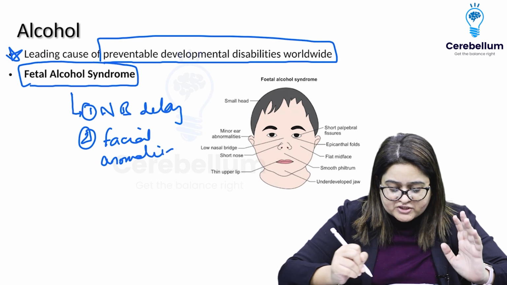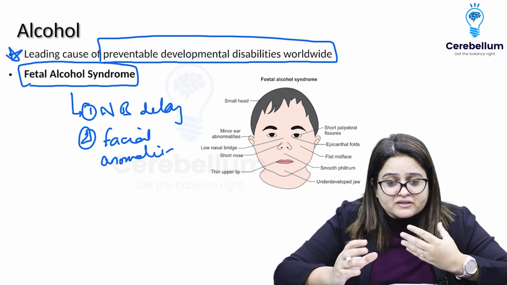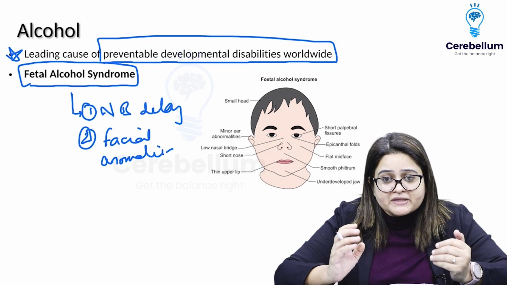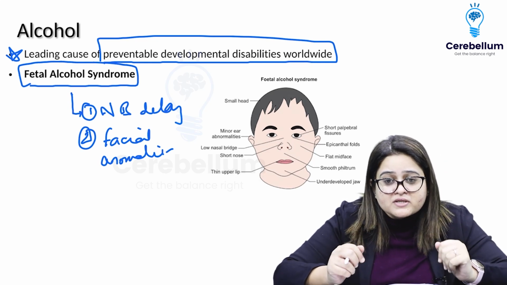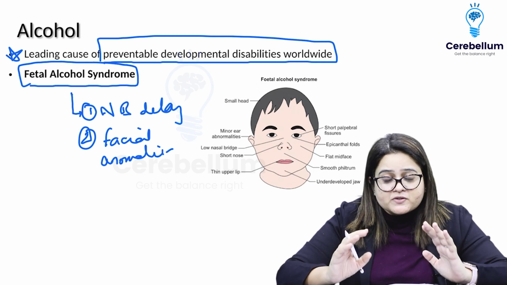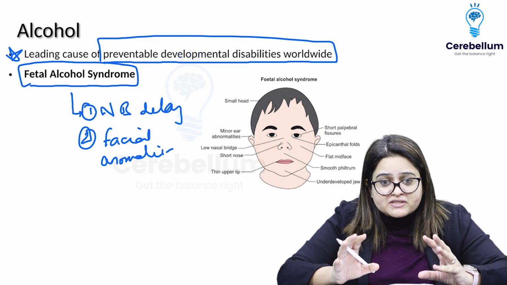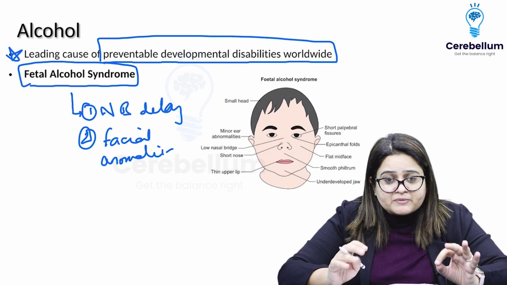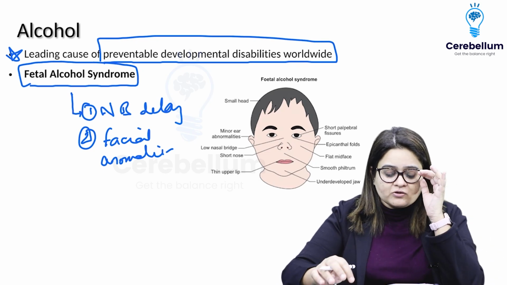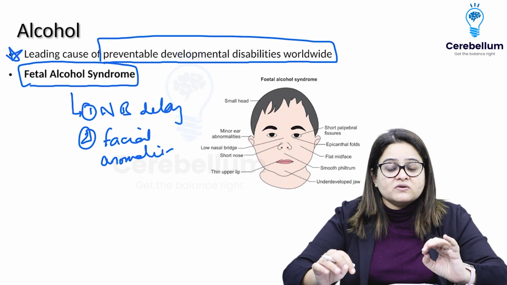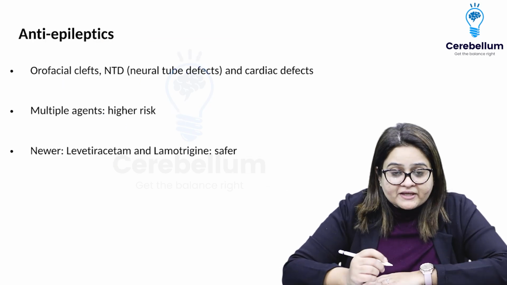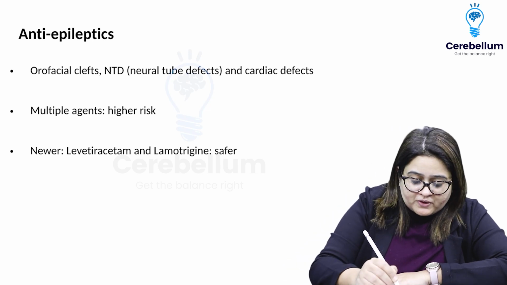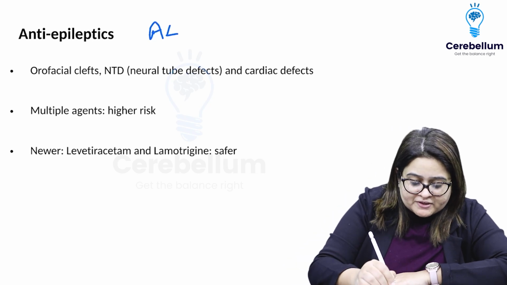What kind of facial anomalies? There'll be microcephaly, micrognathia, epicanthal folds, small palpebral fissures, a small nose, and a flat philtrum. These are some of the features you would see in a baby with fetal alcohol syndrome. And remember, it is the leading cause of preventable developmental disabilities worldwide. The next important teratogen we should know about is anti-epileptic drugs.